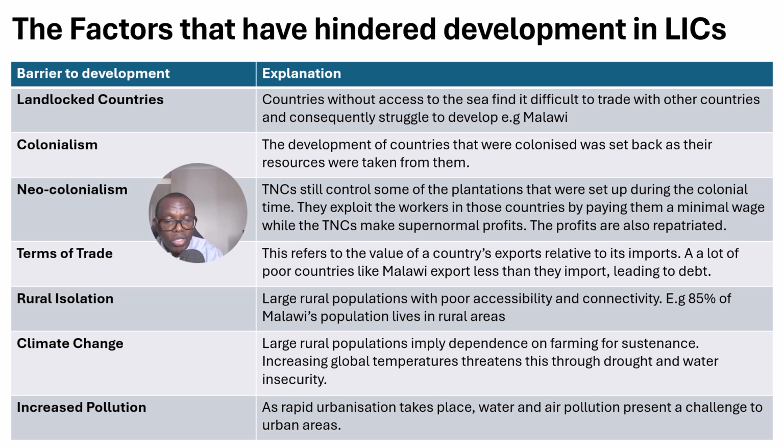Now, the next barrier to development we'll mention here is climate change. Now, a lot of those poor countries, again LICs, rely on agriculture for their survival. Some of them do it for subsistence, so for their food, for themselves and for their families.